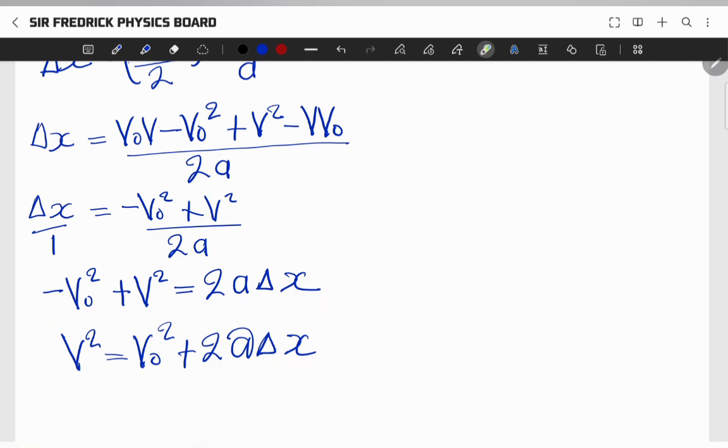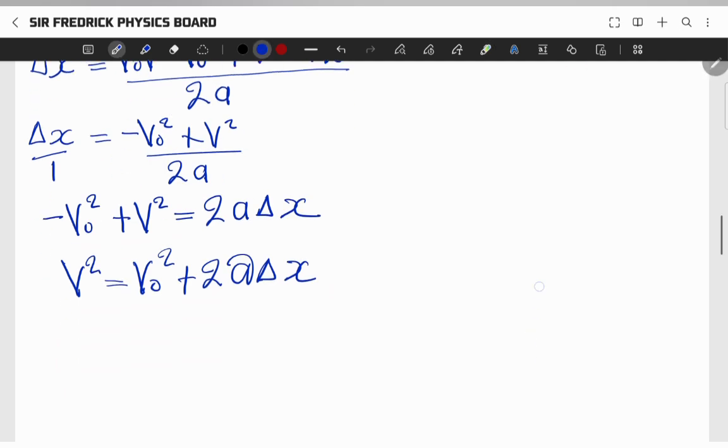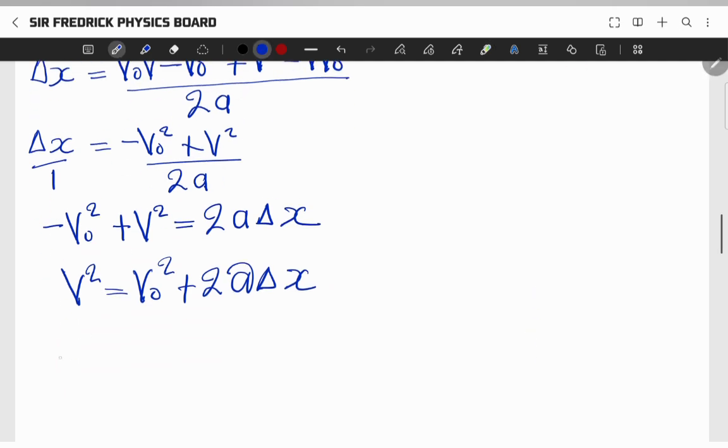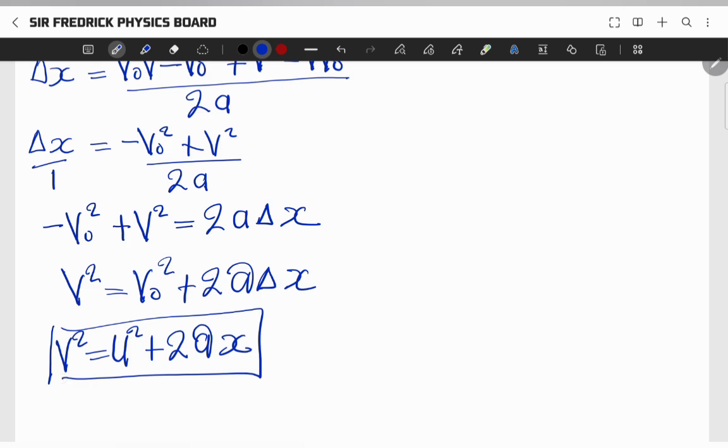Wow, I think you've seen this equation before, or that equation which we are given for those who are doing grade 10. This is how it can be derived using these algebra principles. So this same equation can also be written in this version: v squared is u squared plus 2ax. This is just the same thing. And that's how you can derive these equations.